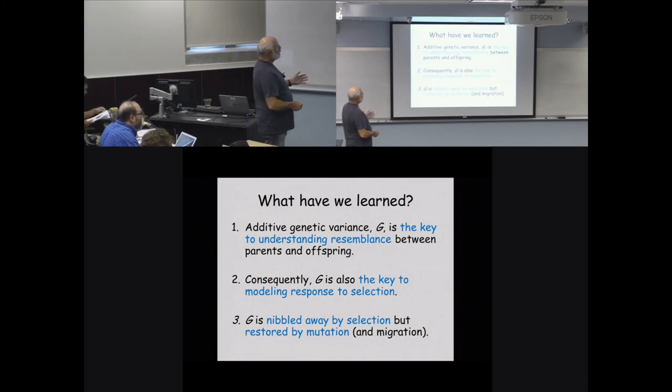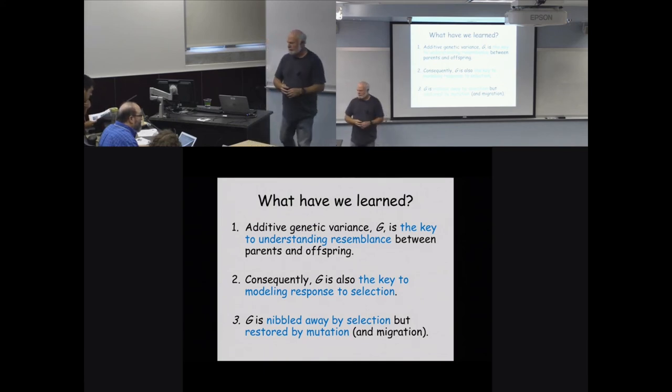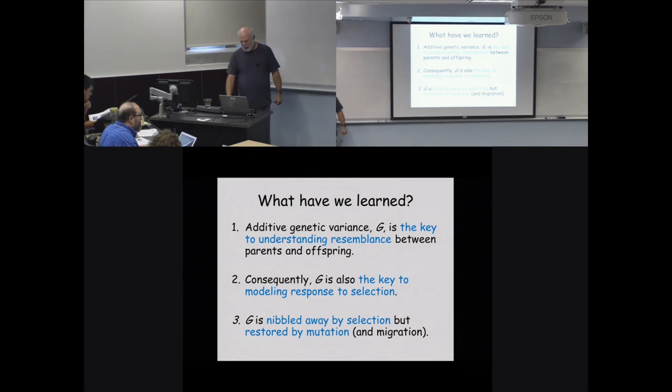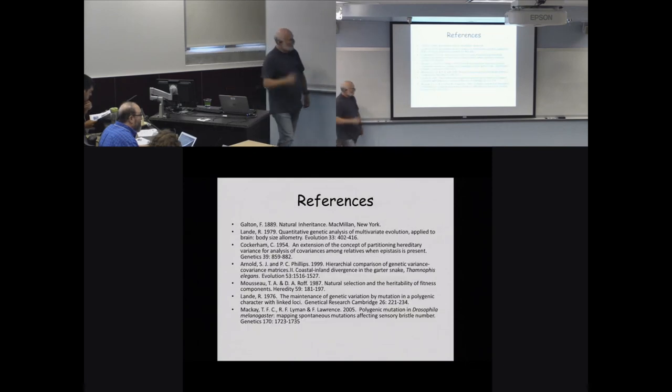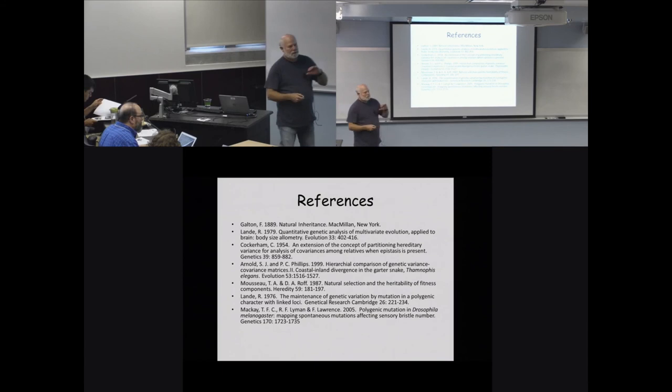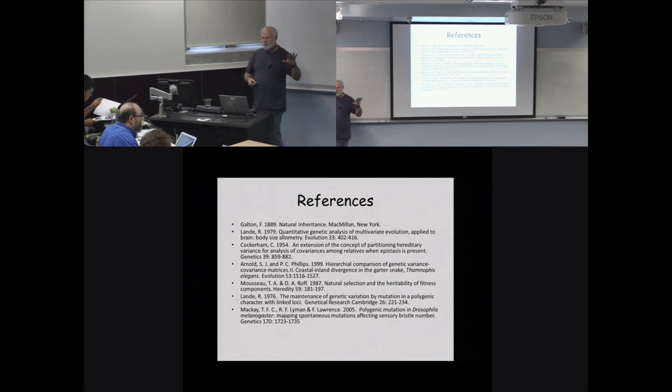And then we've also made this point that G is, as Jay Lush said, nibbled away by selection, by the selection differential or whatever form of selection, but restored by mutation in the next generation, perhaps by migration as well. And here are some references. More general references that are appropriate here, Joe gave in his reference list earlier on, so these are the ones that are more particular to particular results that I presented.